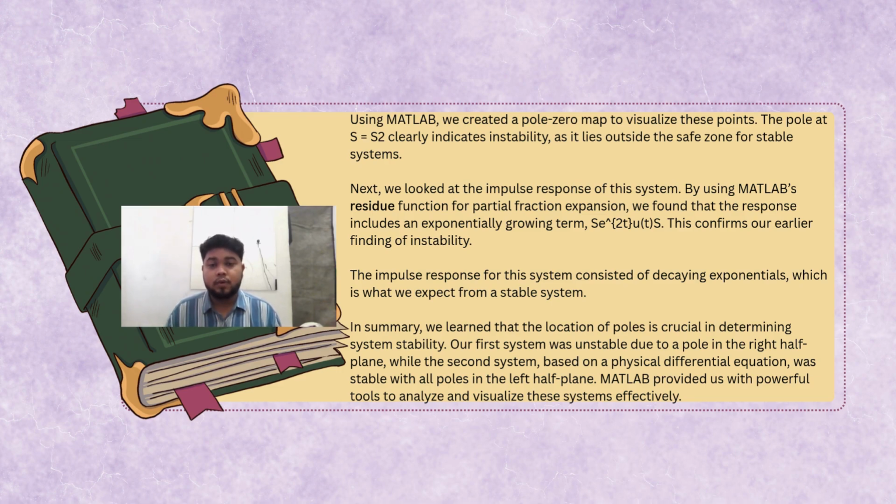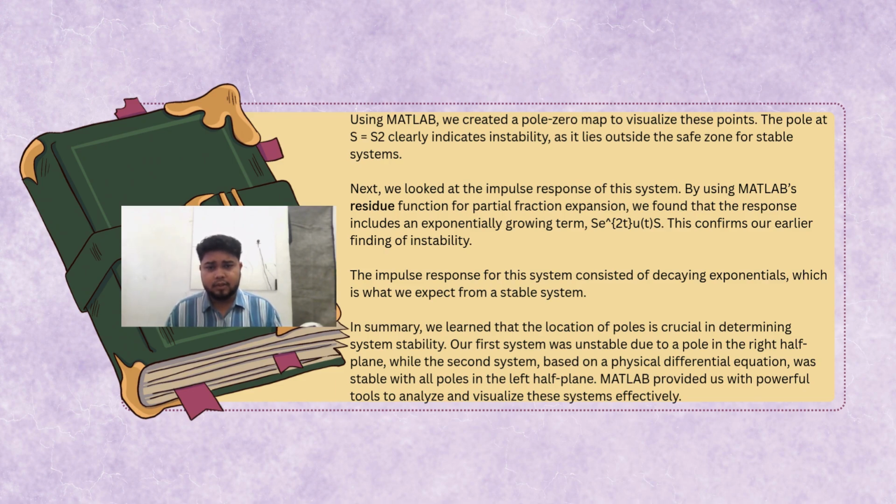Using MATLAB, we created a pole-zero map to visualize the poles. The pole at s equals s2 clearly indicates instability, as it lies outside the safe zone for a stable system. Next, we looked at the impulse response of this system by using MATLAB's residue function for partial fraction expansion. We found that the response includes an exponentially growing term. This confirmed our earlier finding of instability.